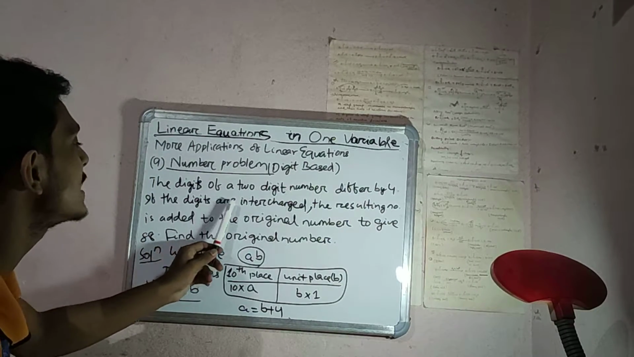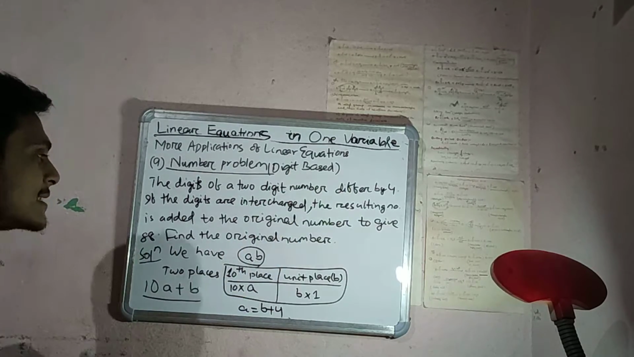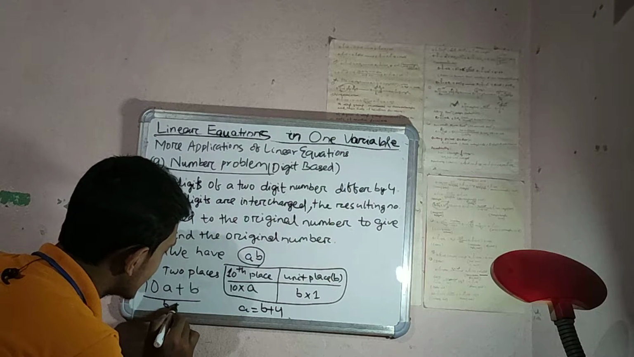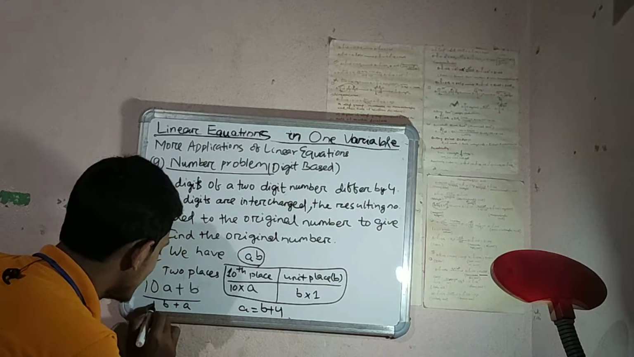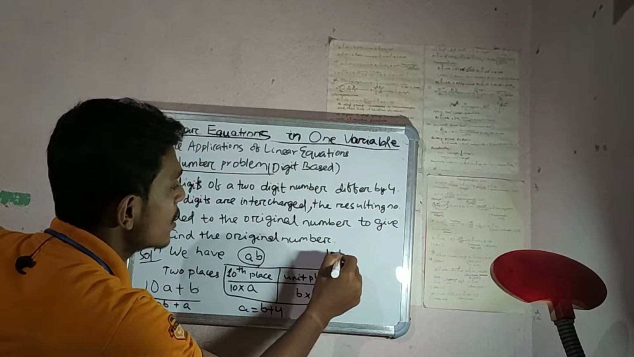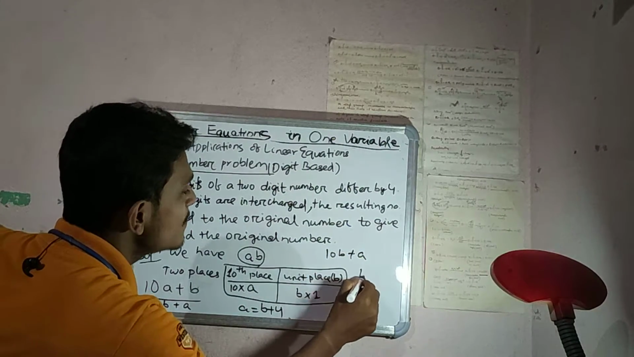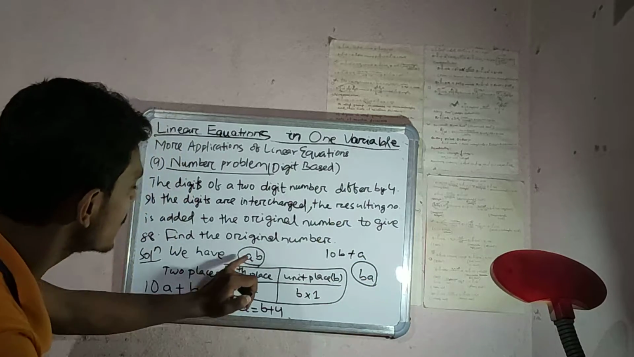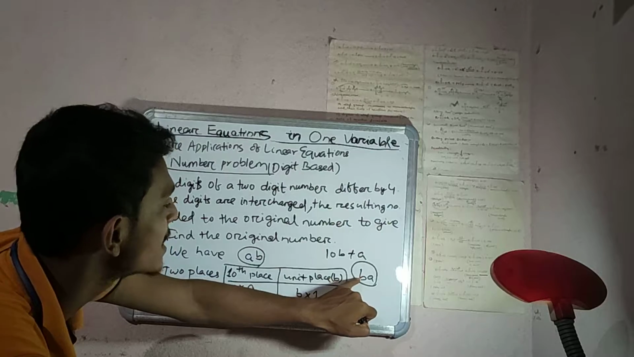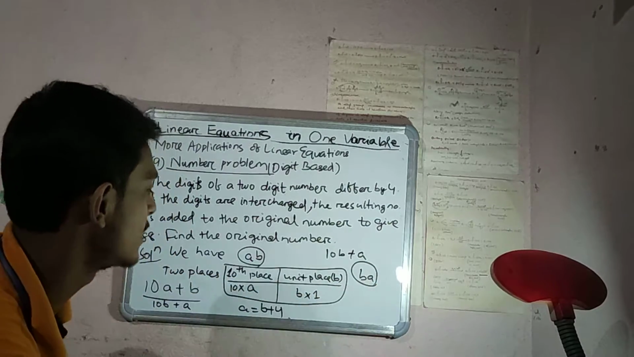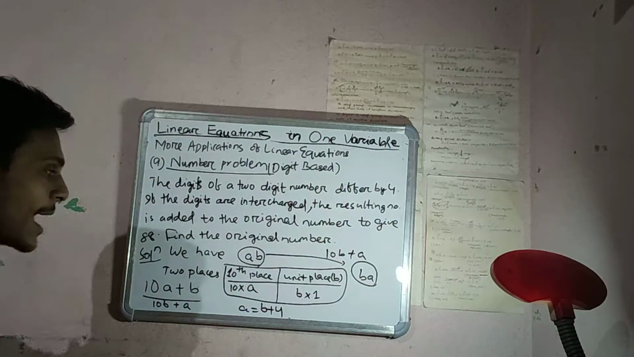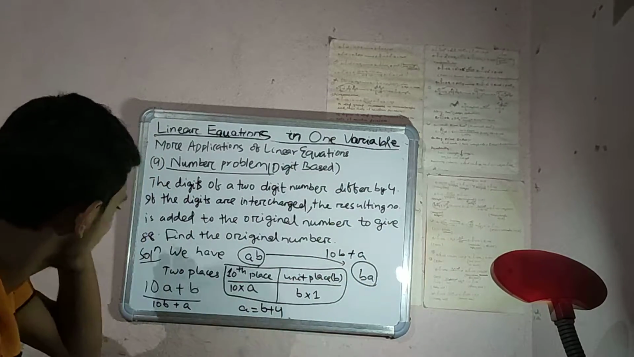And if the digits are interchanged, in place of A I can write B and in place of B I can write A, that is 10B plus A. That is the interchange, and the number is BA. Here the number is AB, the 10th place is A and the unit place is B. But here the 10th place is B and the unit place is A. If the digits are interchanged, the number becomes BA, so it is in the form of 10B plus A.